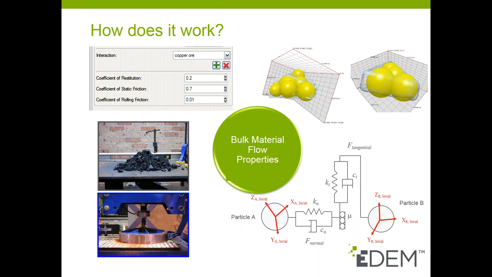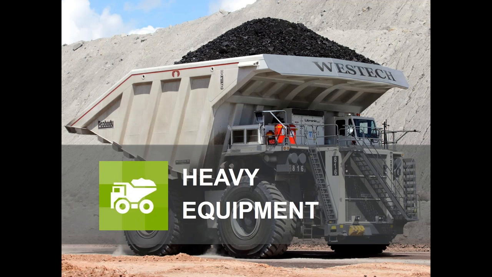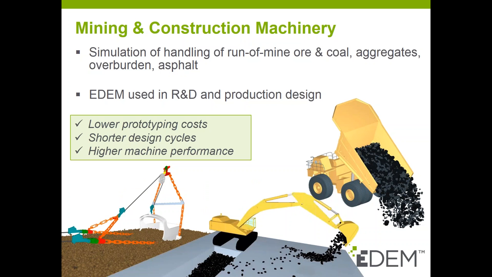I'd like to follow on with some of our key market areas. One of the main areas that we have is the heavy equipment design and manufacture area. Within these sectors, we have a number of market-leading clients who design agriculture, mining, and construction machinery. In the mining and construction machinery industries, we see our customers use our software to maximize product efficiency. So it's from the design of some of the world's largest truck bodies and drag lines to mining equipment, for example, underground mining, as well as areas such as asphalt processing products. Here, EDEM is used extensively to reduce prototyping costs, shorten design cycles, and deliver optimum machine performance.